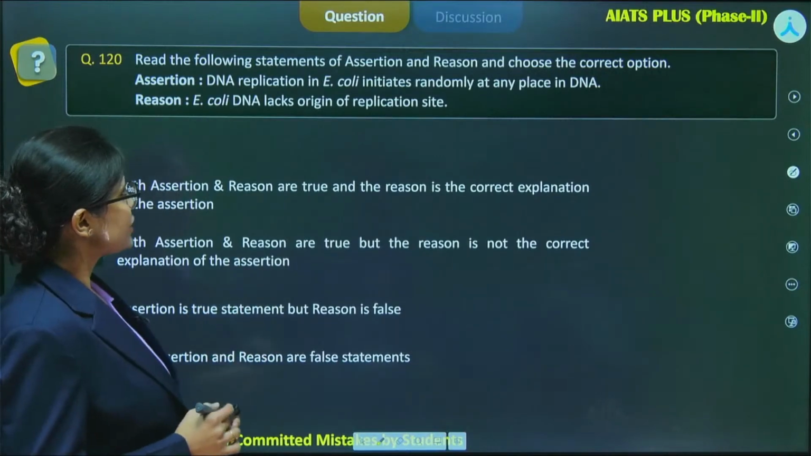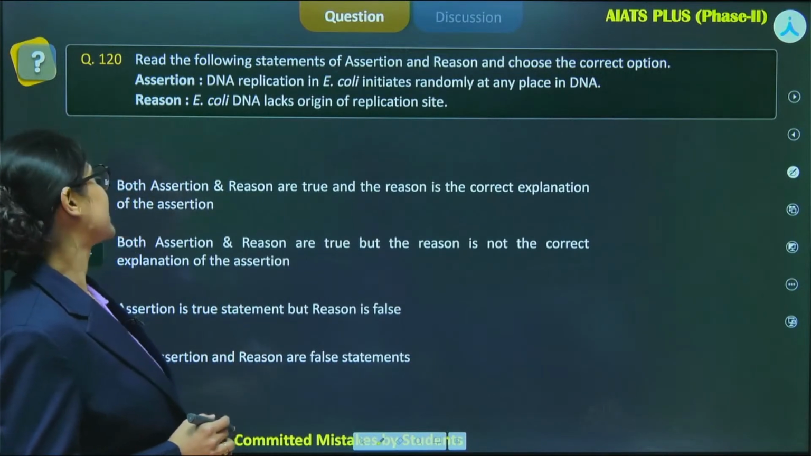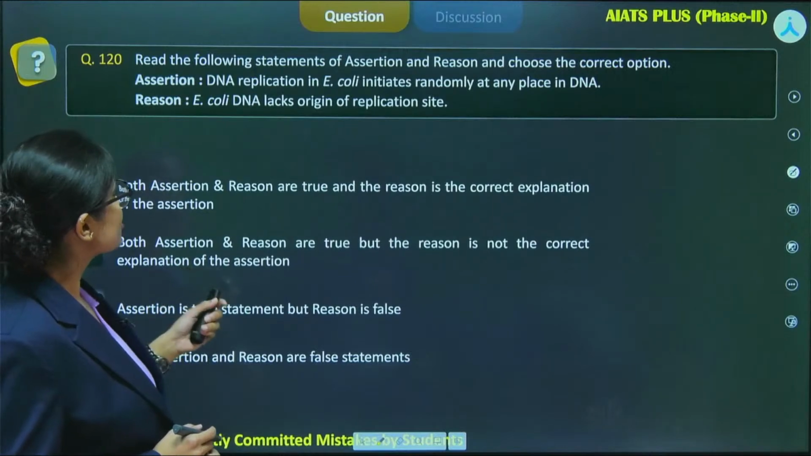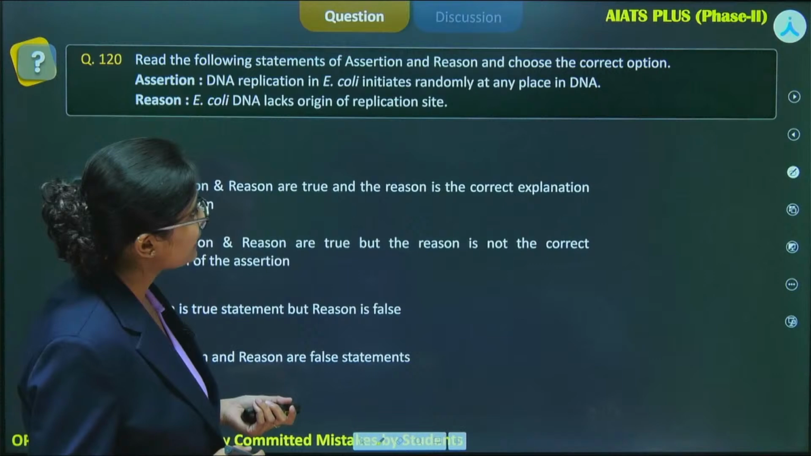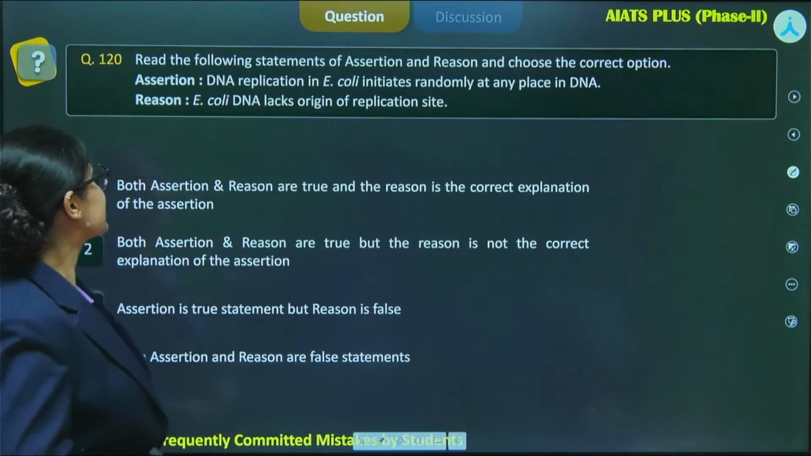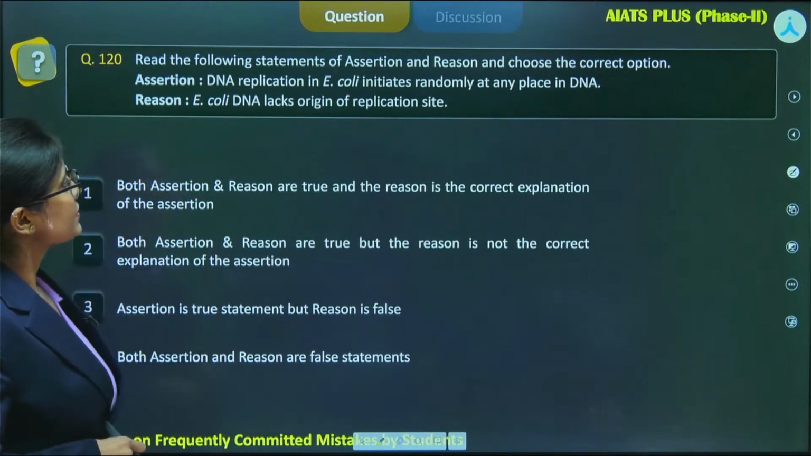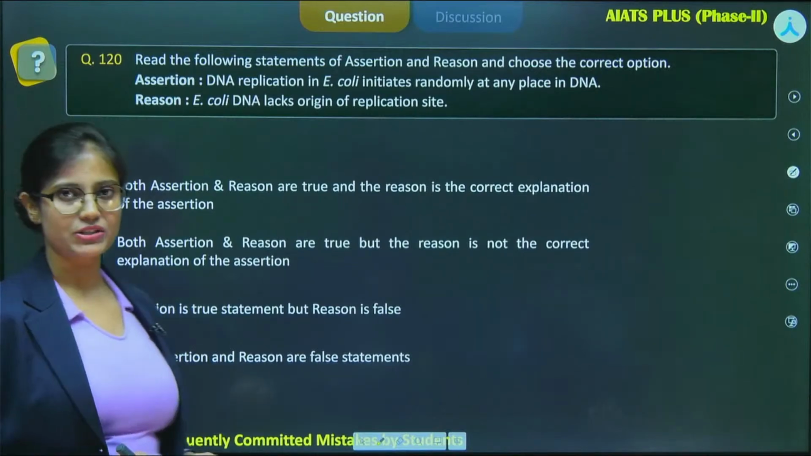Now let's move to the next question. Again, this is from the same chapter, molecular basis of inheritance. Read the following statements of assertion and reason and choose the correct option. Assertion says DNA replication in E. coli initiates randomly at any place in DNA, and reason says E. coli DNA lacks origin of replication site.